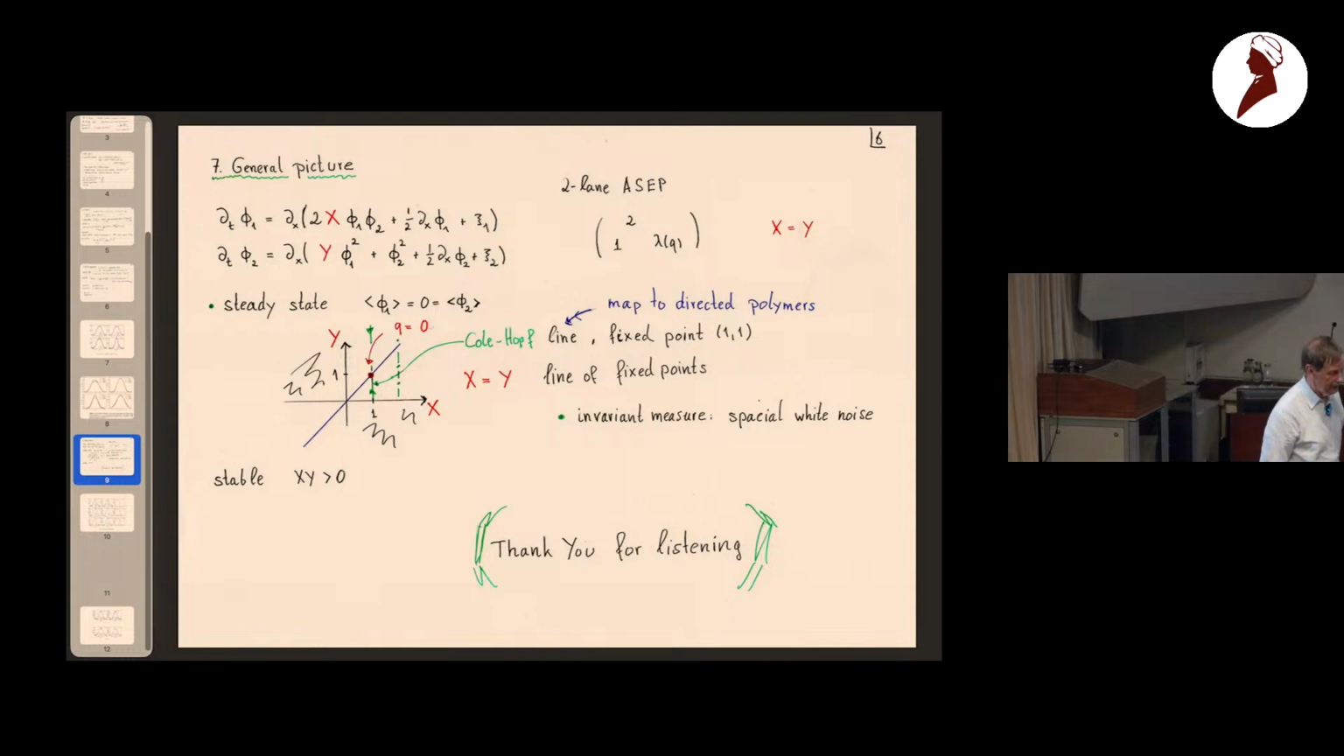Is there any way to define renormalized hopping rates for this problem? What do you want to define? Under coarse graining, how do the hopping rates change? Well, yeah, we looked at this a little bit, and so this is a slightly more complicated story.